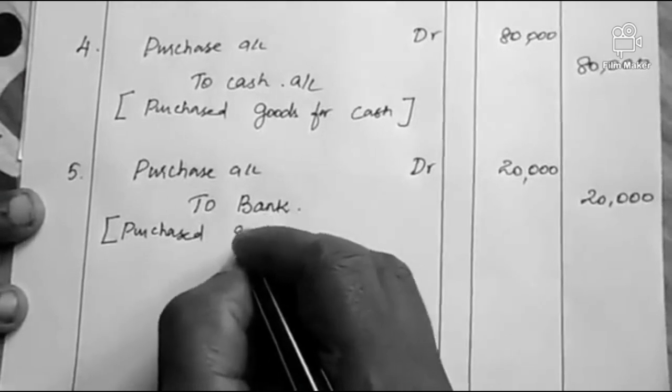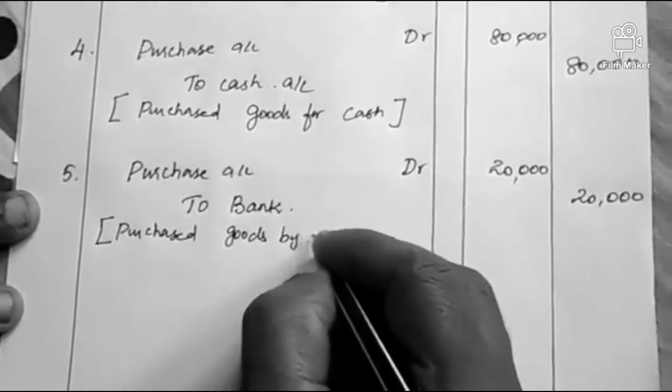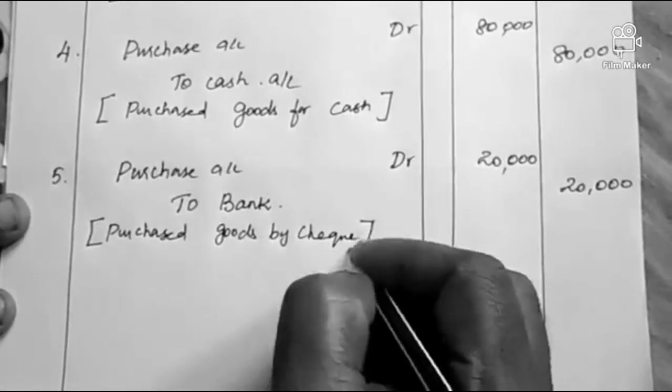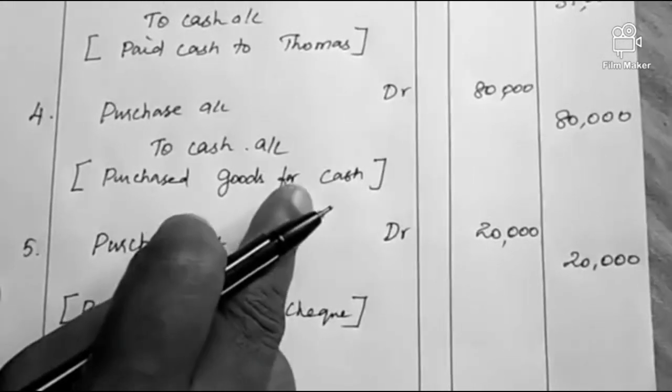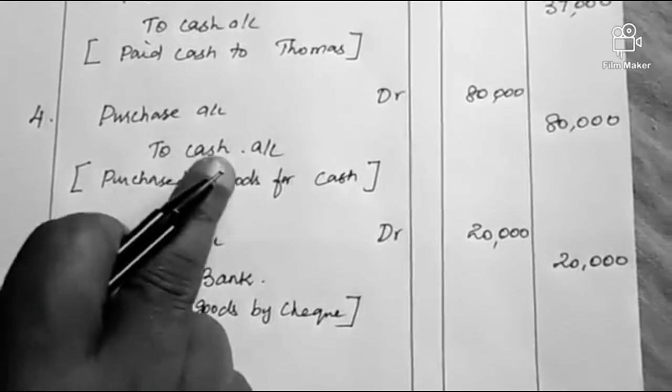Purchased goods for cash. Just refer to the previous transaction. Here, goods are purchased for cash, you have given the cash, so purchase account debit to cash.